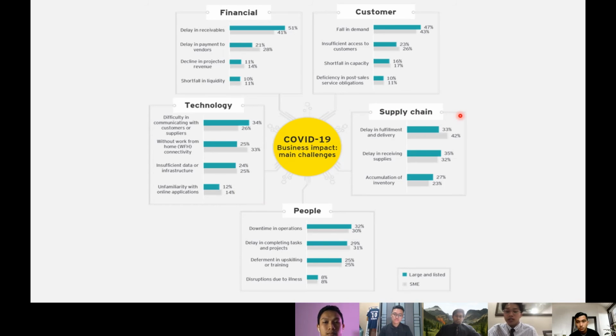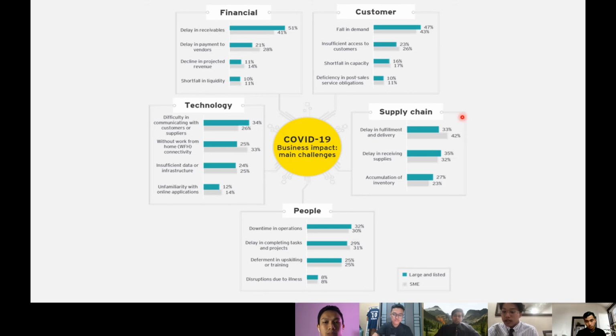The fourth is supply chain. Large and listed companies cite delay in receiving supply as the main supply chain challenge, while SMEs noted delay in fulfillment and delivery as their major challenge. Most companies are requesting a waiver of cross-border and service tax, along with additional credit facilities with banks.